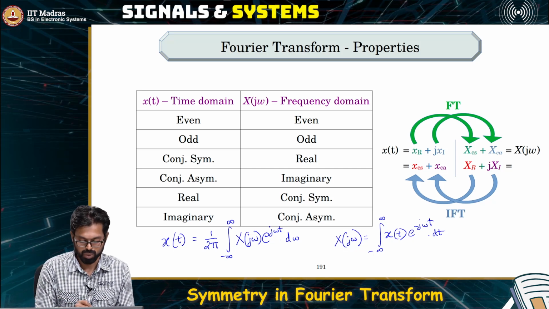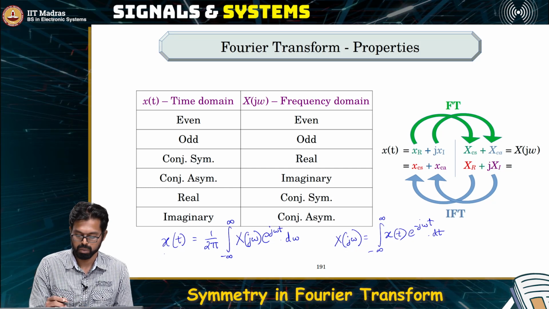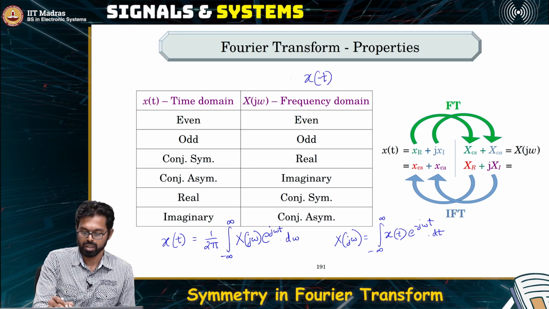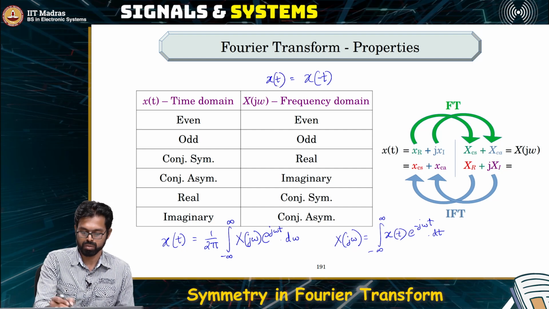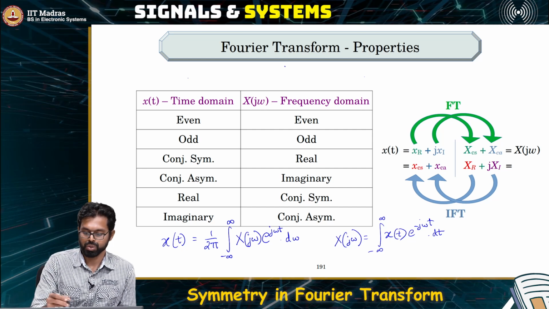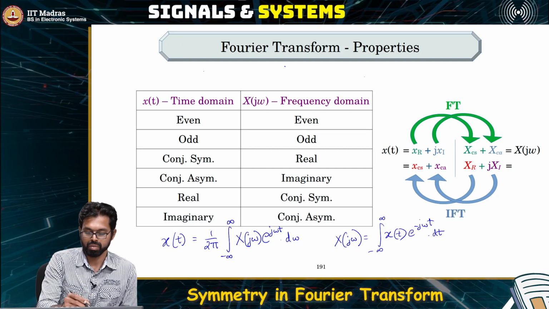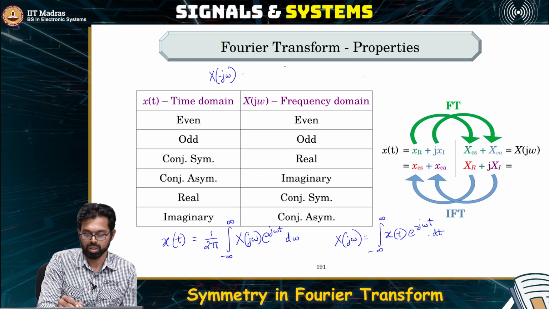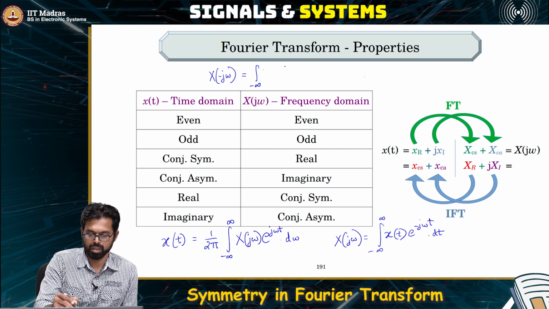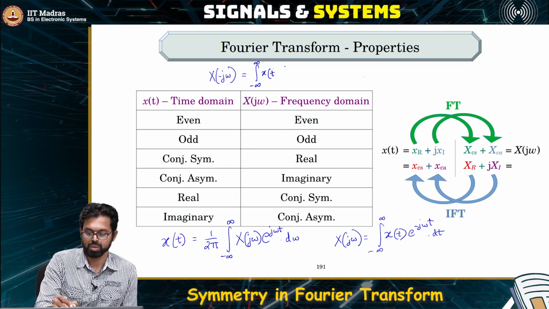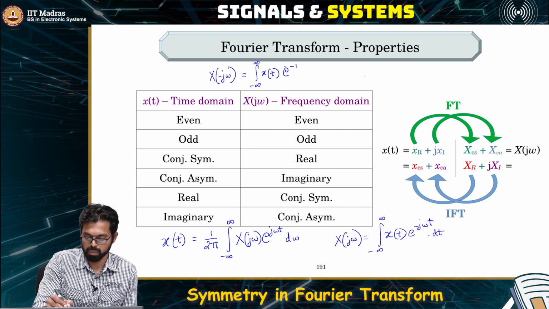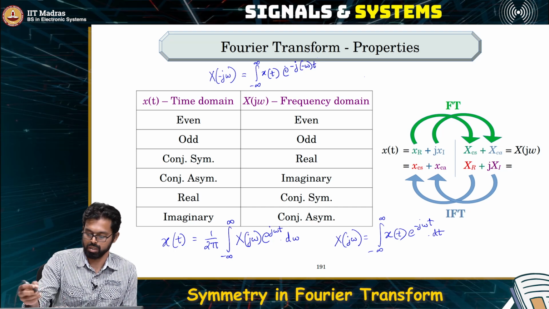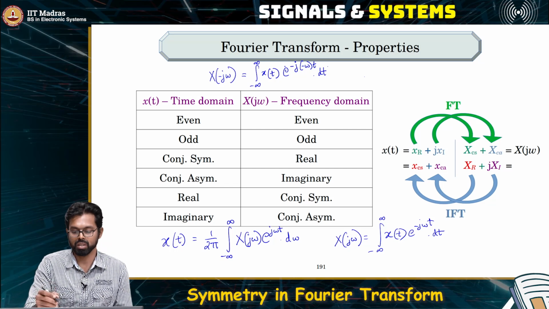So if the time domain signal was even, then what does it mean? Then it means that x of minus t is equal to x of t. So how do you show this? It's quite simple. All we have to do is take x of minus j omega. What is x of minus j omega? It is the integral from minus infinity to infinity of x of t e power minus j of minus omega t dt. This is x of minus j omega.